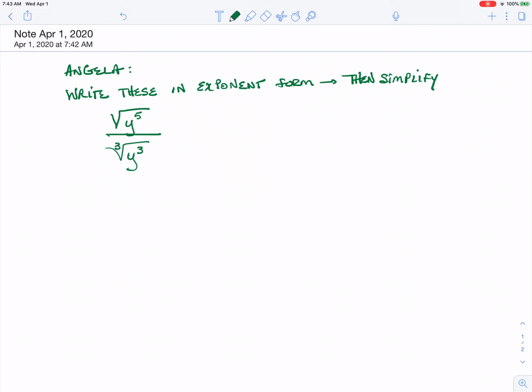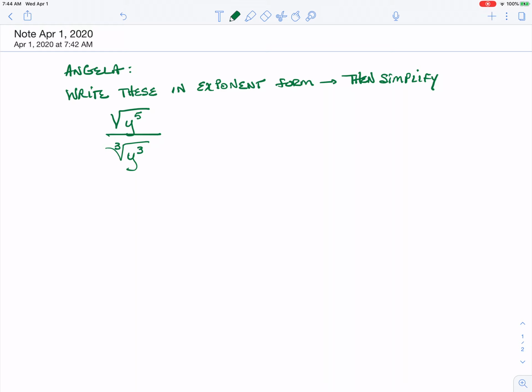Hello, this is an example that a student sent to me. The expression that's on the screen is currently in radical form, and the instructions ask her to take it from radical form into exponent form, and then we're going to simplify it if we can.